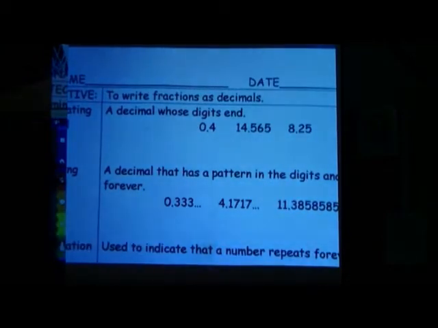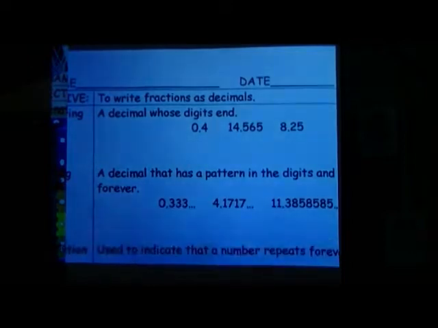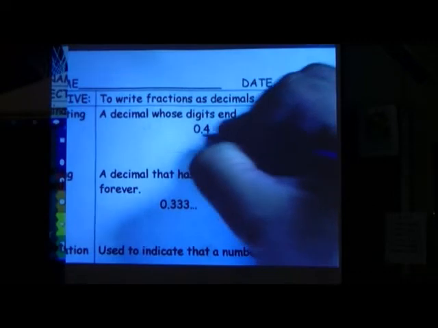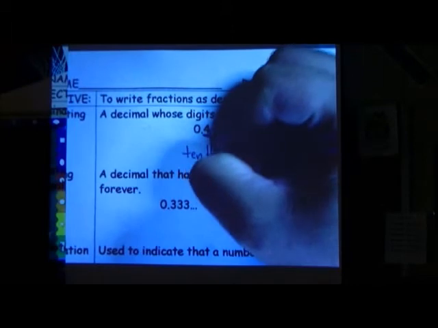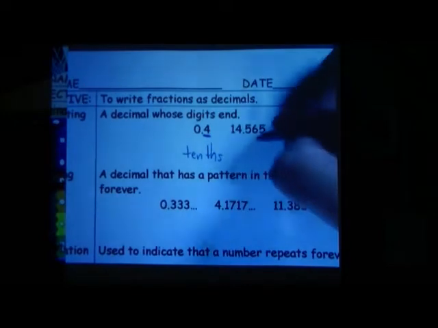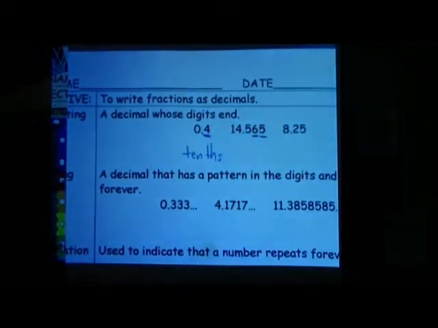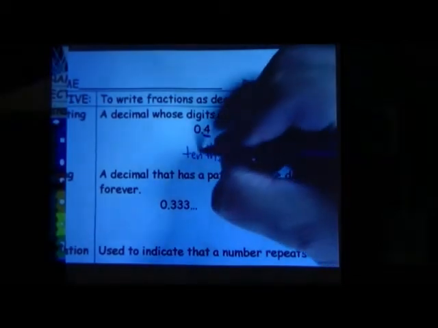Now, one thing that I'm going to mention that is going to help us a lot while we do this is to use proper place value. We need to know that this 4 right here is in the tenths place. Okay? So we need to know our place value. That's our tenths place. And then this 6 right here would be our hundredths place. And the 5 would be our thousandths place.